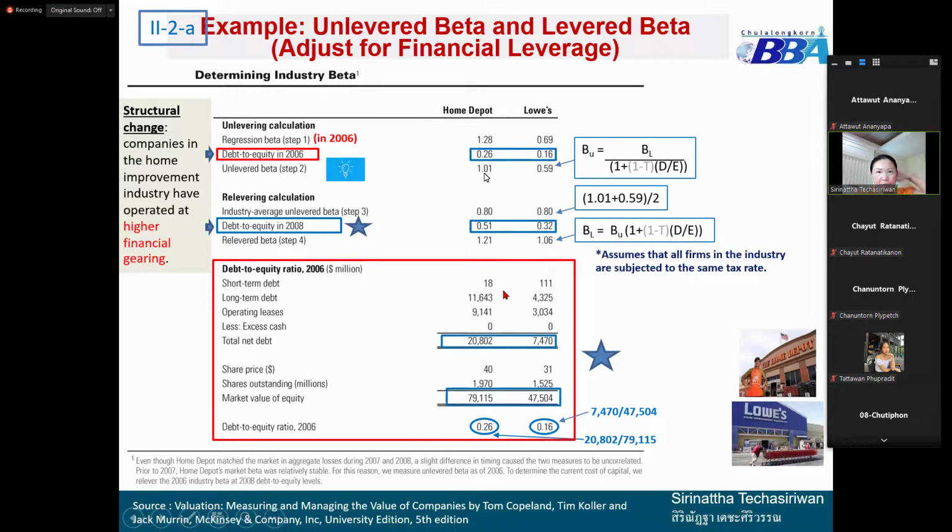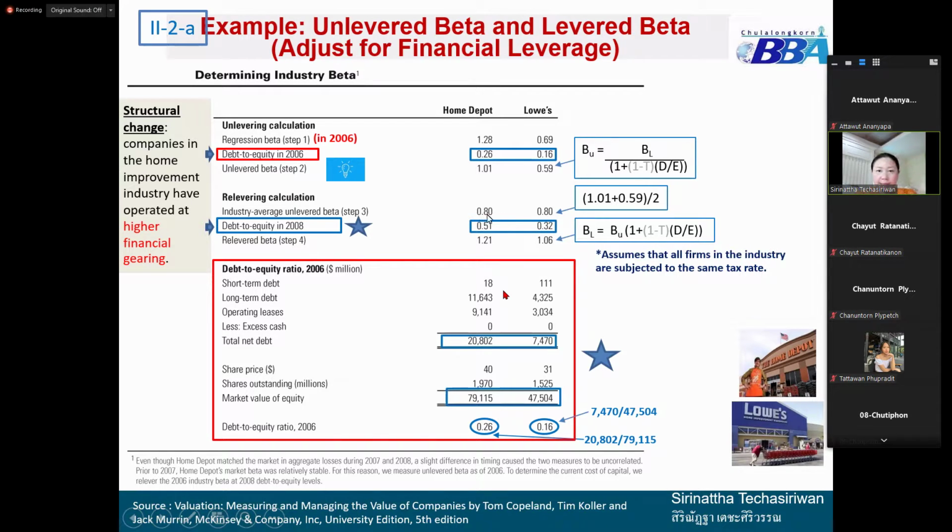If you average the value, in this case it may overestimate the risk of Lowe's and underestimate the risk of Home Depot. So for me, I will re-lever from its own beta. But for this example, they take an average value, the so-called industry unlevered beta. If you want to estimate the industry unlevered beta, I suggest that you include more companies in the industry. But this is the example anyway, just to show you how to come up with the industry beta.